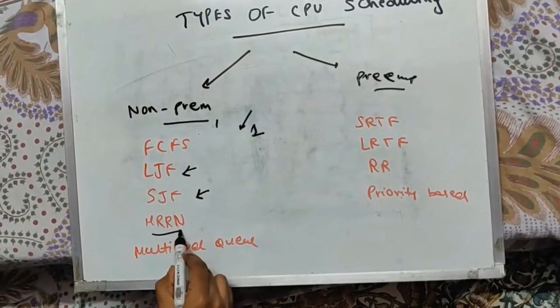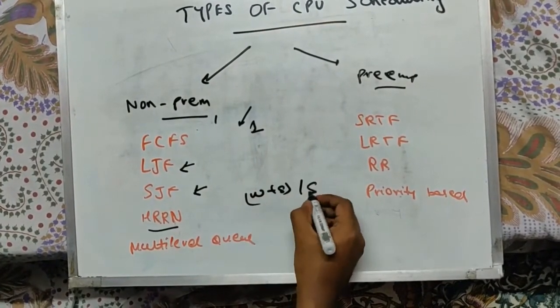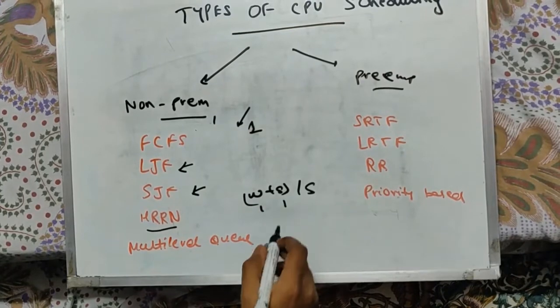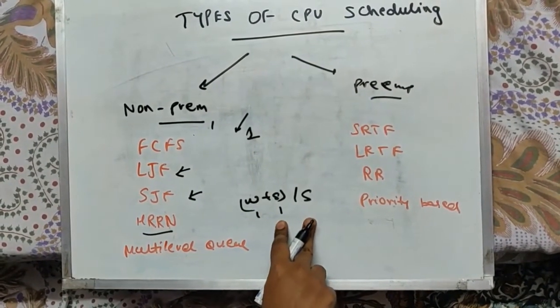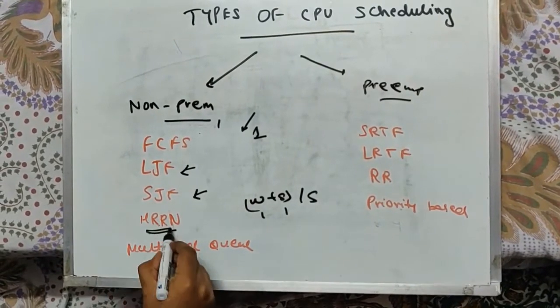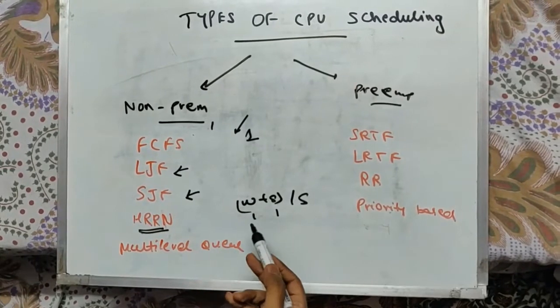And highest response ratio. There is a formula for the response ratio, which is (W + S) / S, where W is the waiting time and S is the burst time. Based on this, the process having the higher value will be executed first. So this algorithm not only favors the shorter jobs but also concerns the waiting time for the longer jobs.